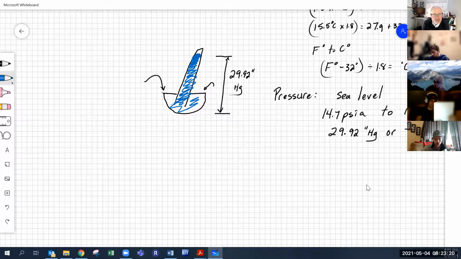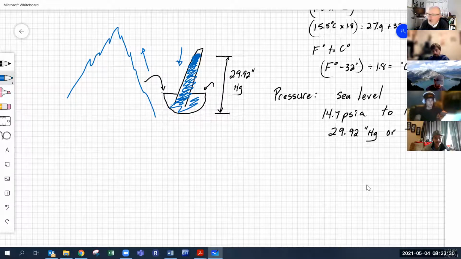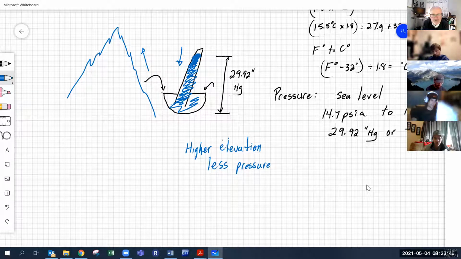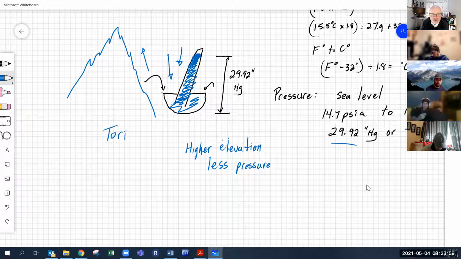So he took this device and he actually went and climbed a mountain. And as he went up the mountain, this actually dropped. So he determined that the higher the elevation, there was less pressure, less atmospheric pressure exerted downwards on this. So this is how we got this 29.92 inches of mercury. And the guy who did this was Torricelli, is the guy that came up with this. So he's the guy that figured out air pressures.